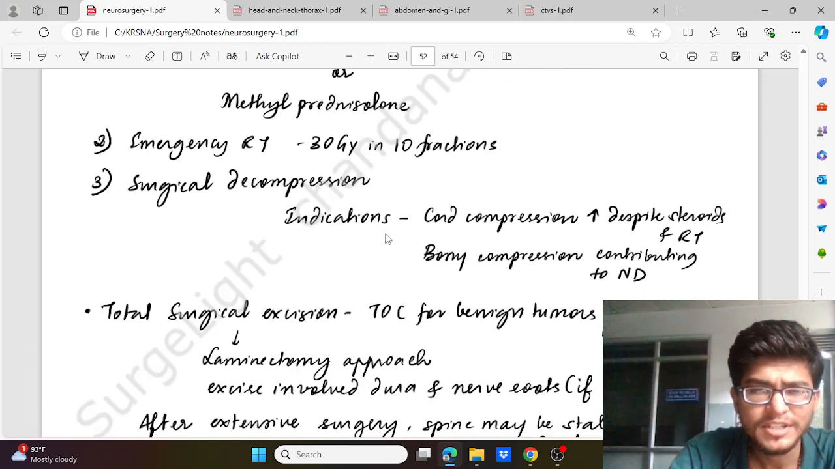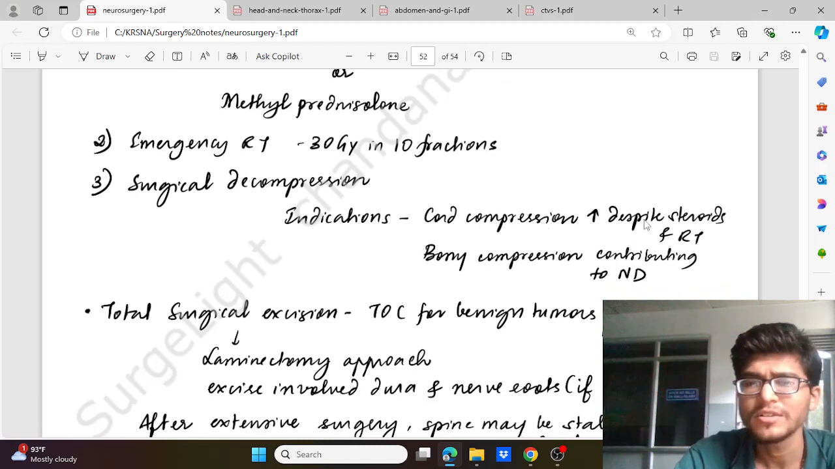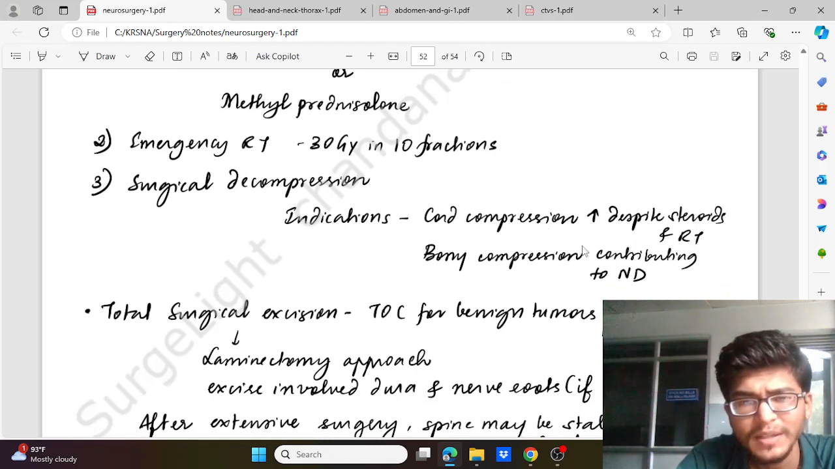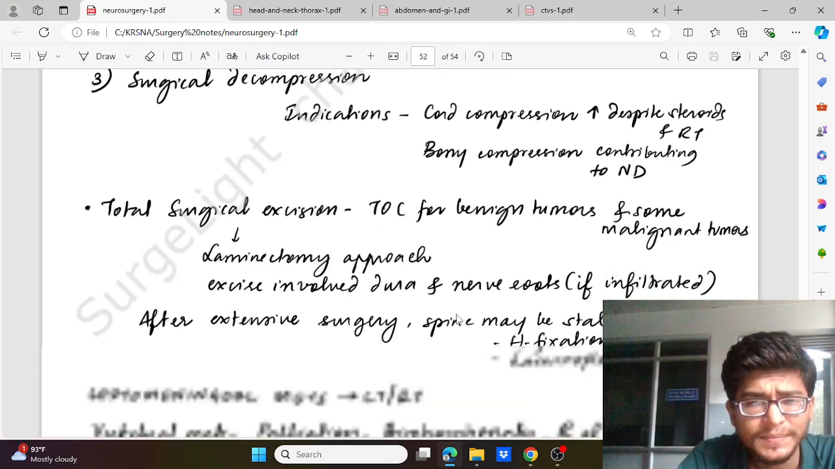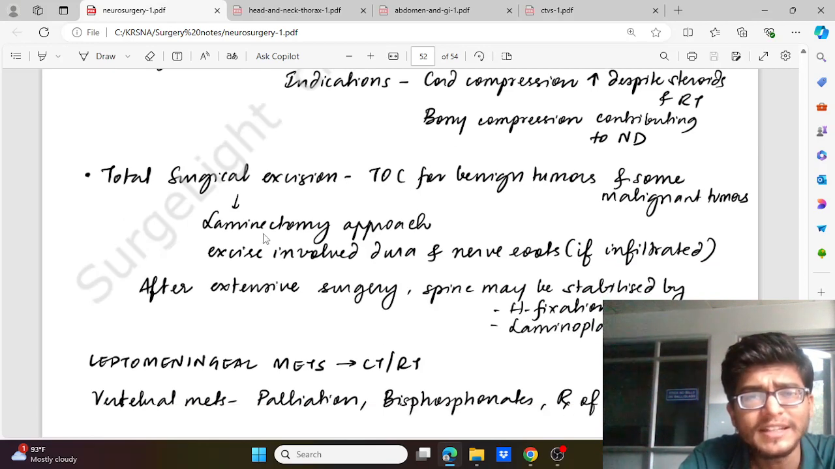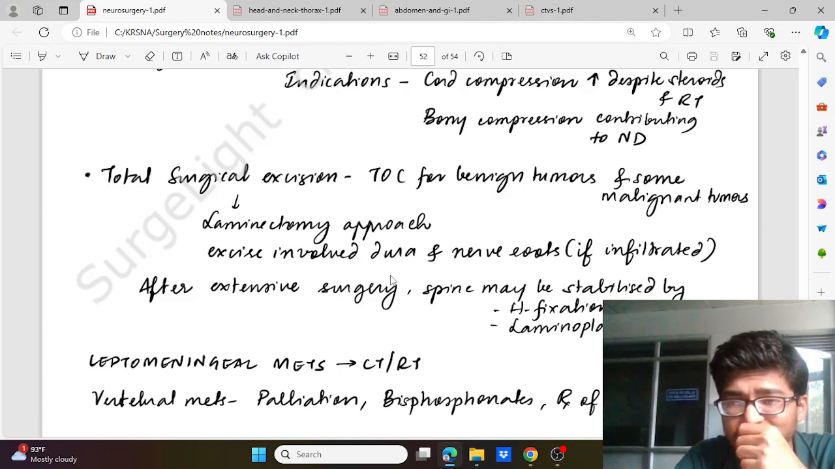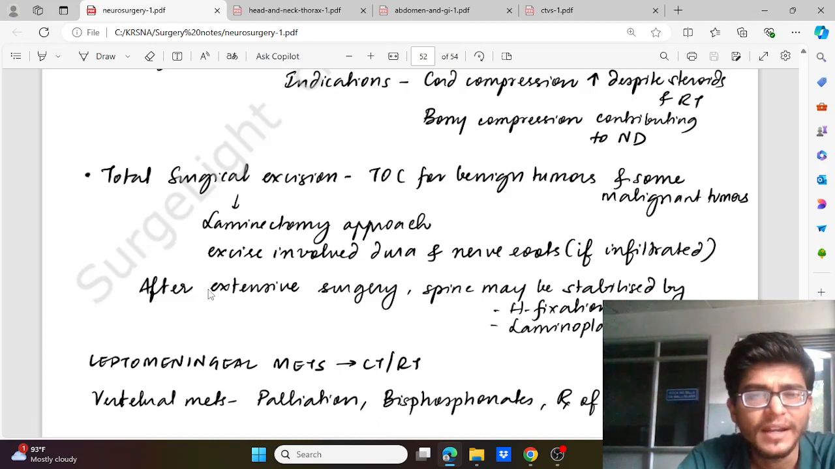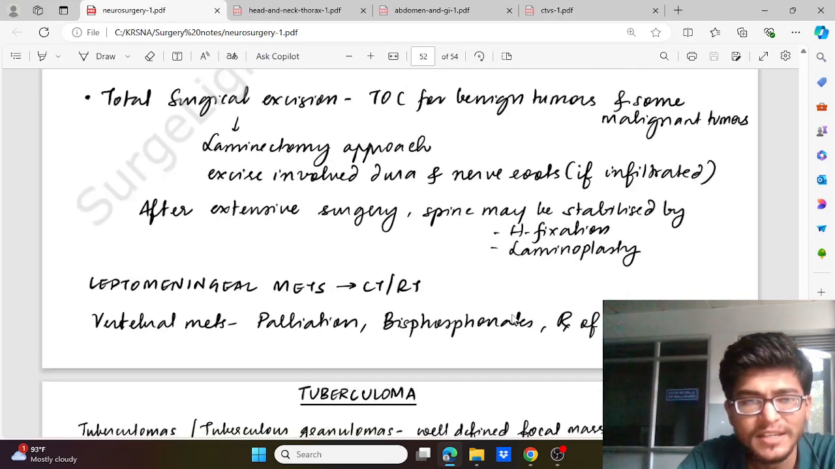Surgical decompression, which is indicated especially in the case of cord compression which is not resolving despite steroids and radiotherapy, and bone compression contributing to neurological deficit. Then total surgical excision, which is the treatment of choice for most benign tumors and some malignant tumors. Here we go by the laminectomy approach, excising involved dura and the nerve roots which are infiltrated. And after the surgery, we go for stabilization by fixation or laminoplasty.